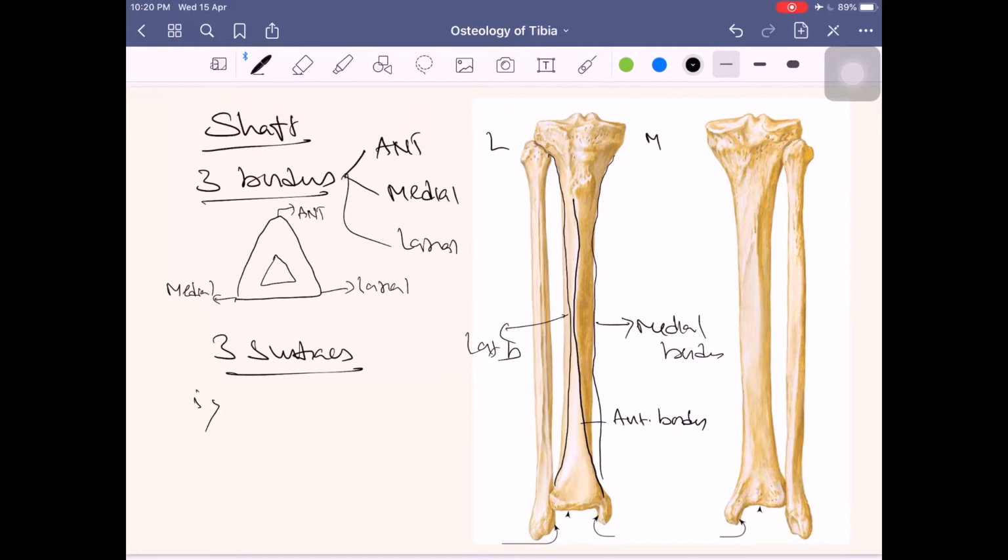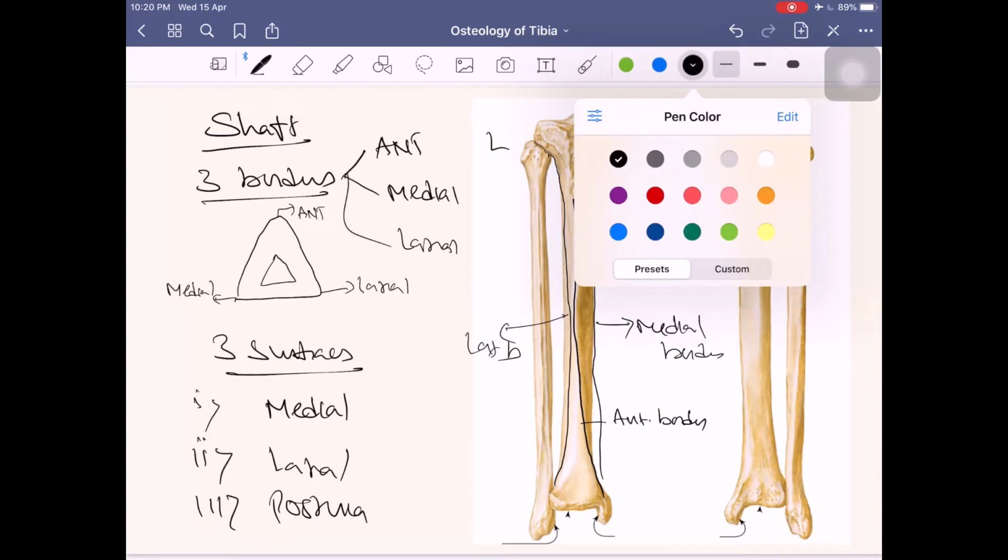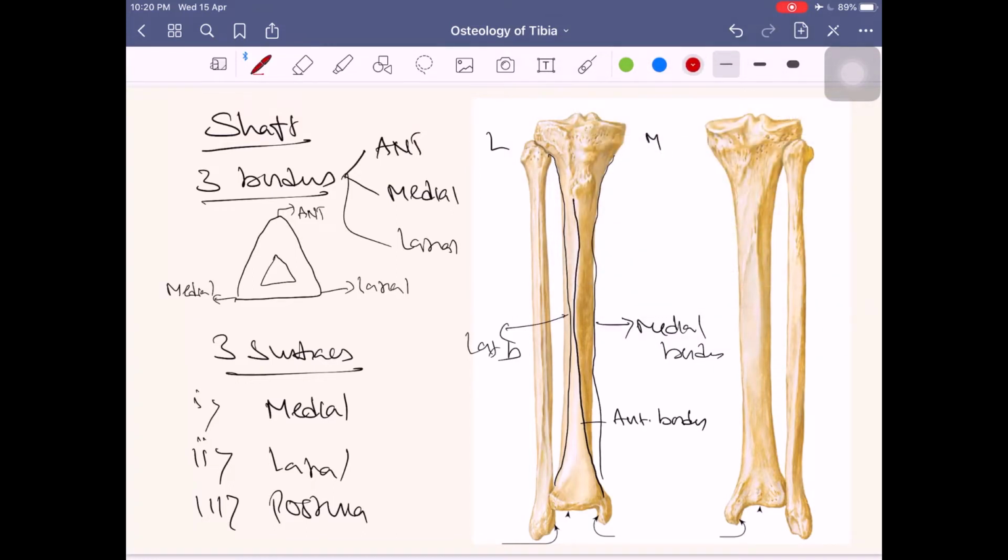Surfaces are again three. The three surfaces are again medial surface, lateral surface and posterior surface. So in this figure, if we use again this diagram, between anterior and lateral you get the lateral surface. Between anterior and medial you get the medial surface. Between medial and the lateral you get the posterior surface.